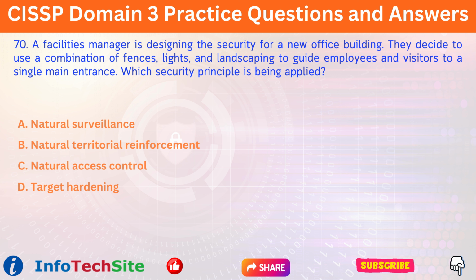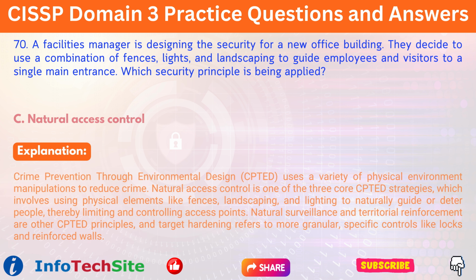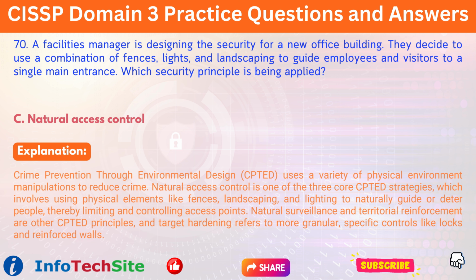70. A facilities manager is designing the security for a new office building. They decide to use a combination of fences, lights, and landscaping to guide employees and visitors to a single main entrance. Which security principle is being applied? A. Natural surveillance. B. Natural territorial reinforcement. C. Natural access control. D. Target hardening. The correct answer is C.